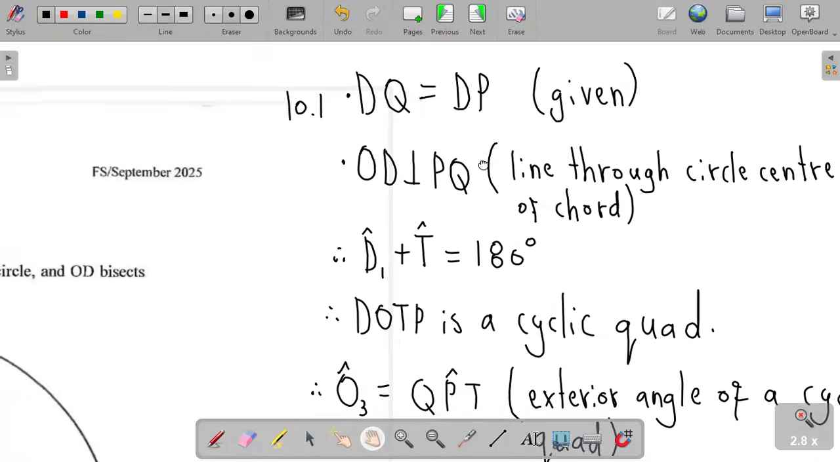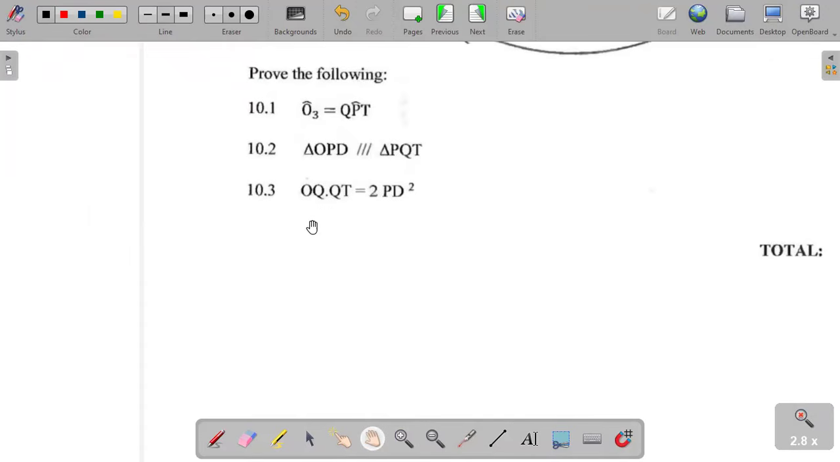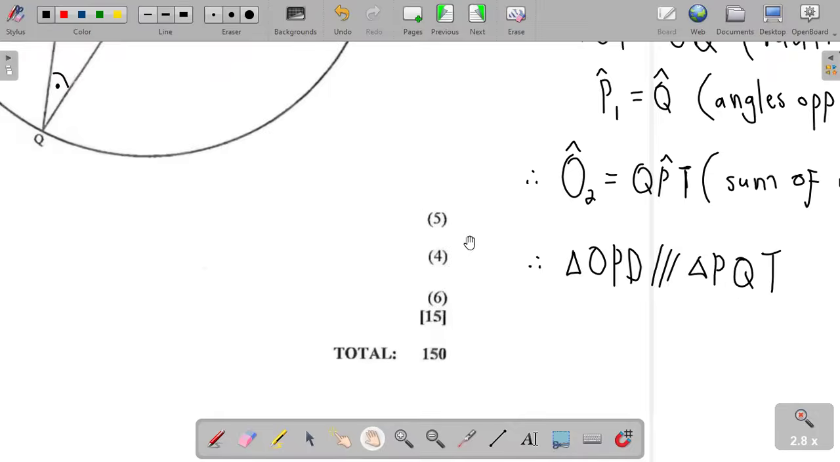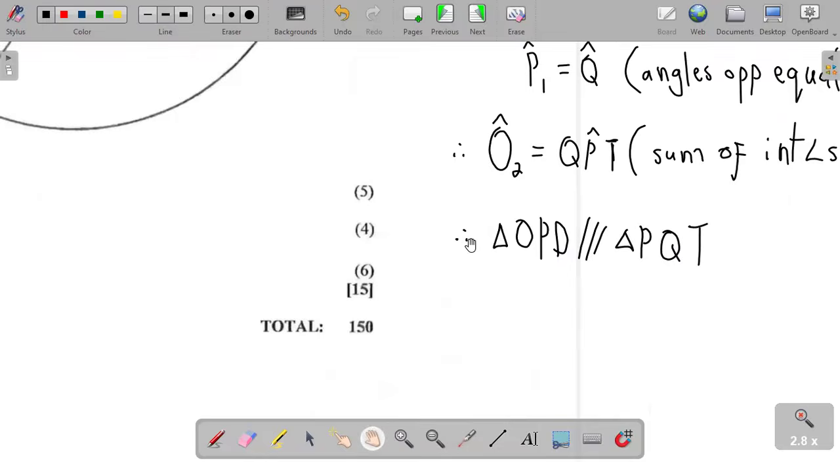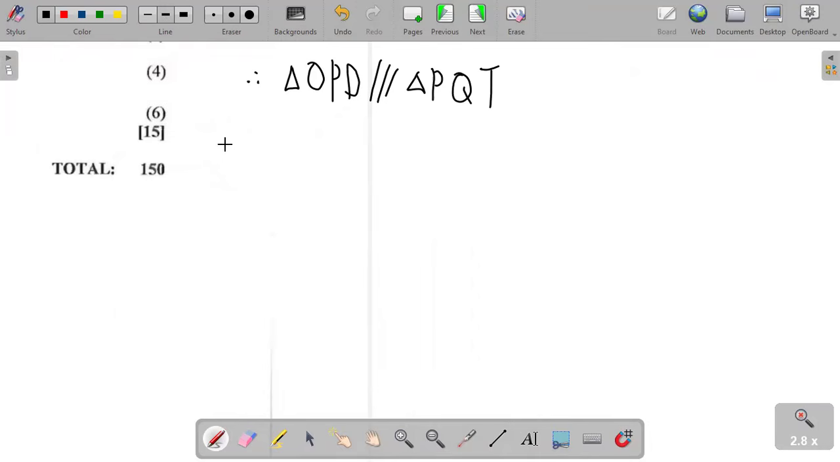Then 10.3, the last question. They say, prove the following: OQ multiplied by QT equals 2PD squared. So we can use the two triangles that are similar here, and we can use the corresponding sides of these triangles.